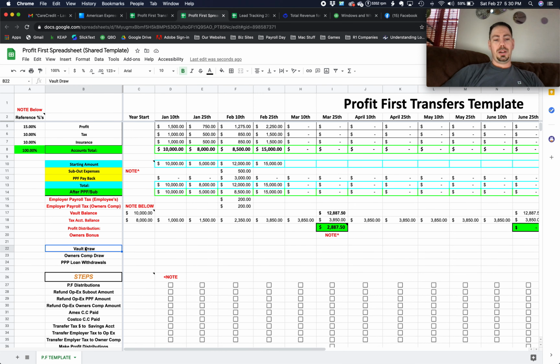Vault draw. If you have to, for whatever reason, use that money in your vault, make a note of it here. This is just what I do.